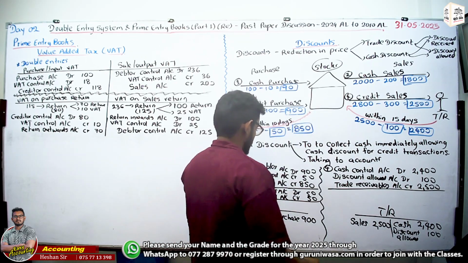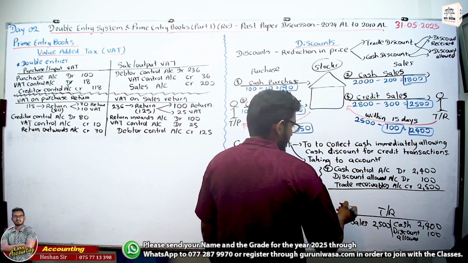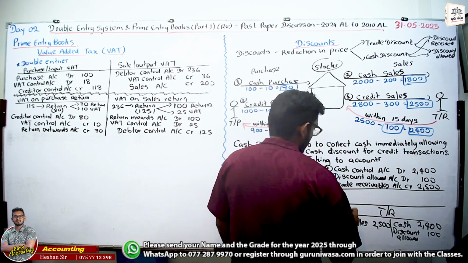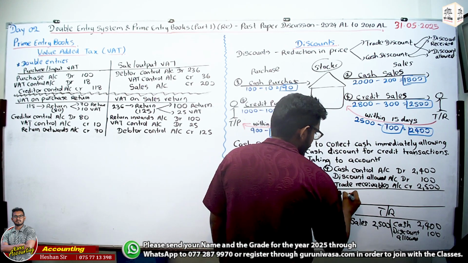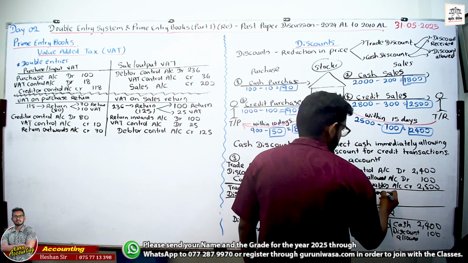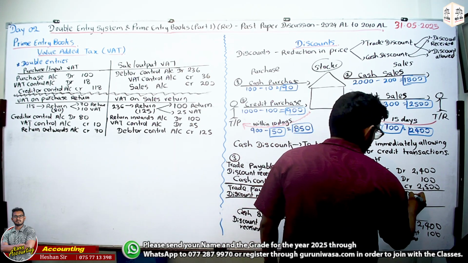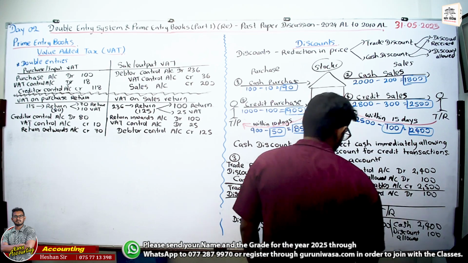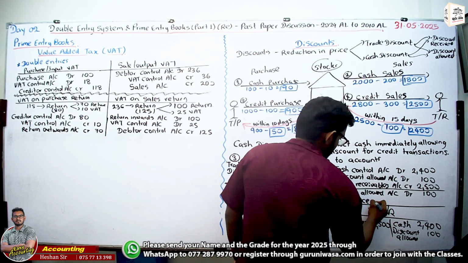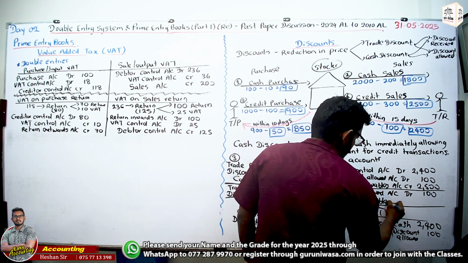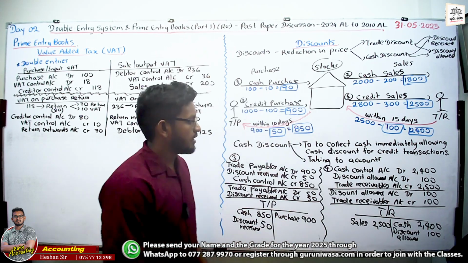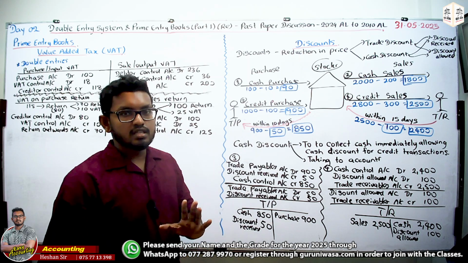Right? If I ask you the double entry only relevant to the trade discount allowed: discount allowed account debit 100, trade receivables account credit 100. Right? Easy. Send me a thumbs up.